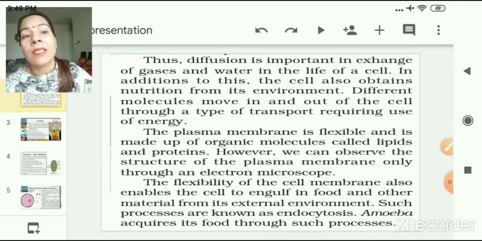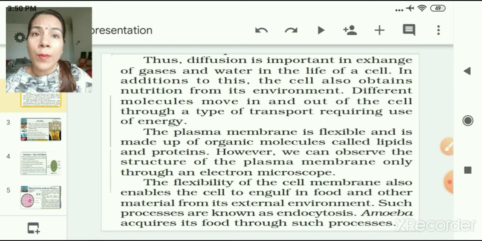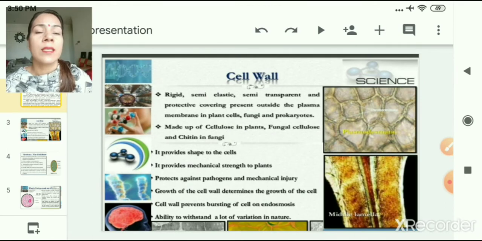Amoeba takes in its food through the process of endocytosis only. In the same way, if something is transported from inside of the body of any organism to outside, that is called as exocytosis. We have already discussed about this in our previous session. So now let us discuss about cell wall.